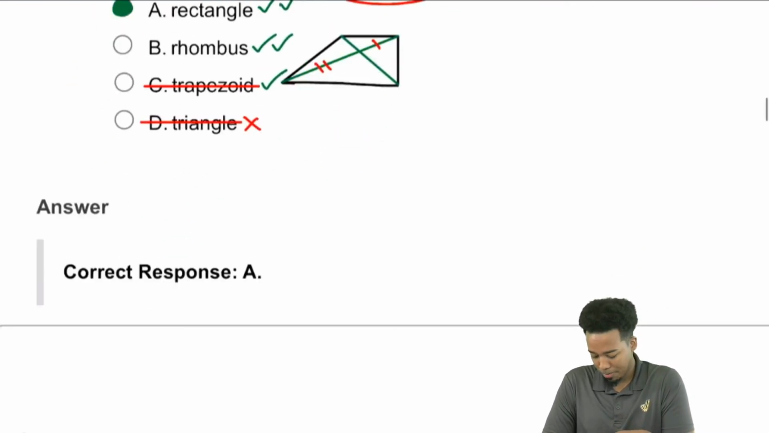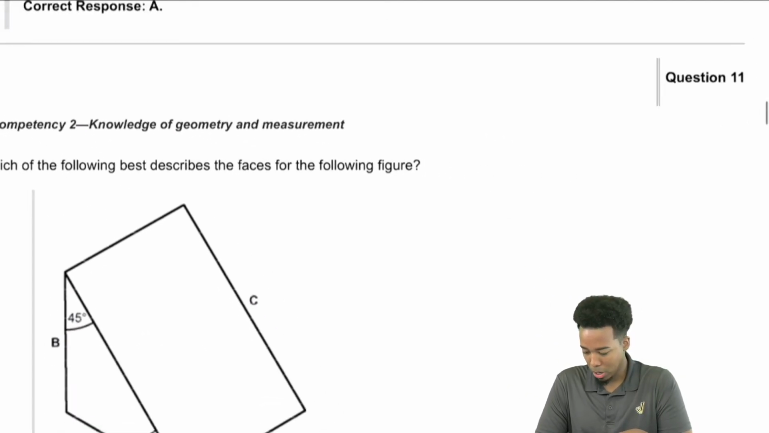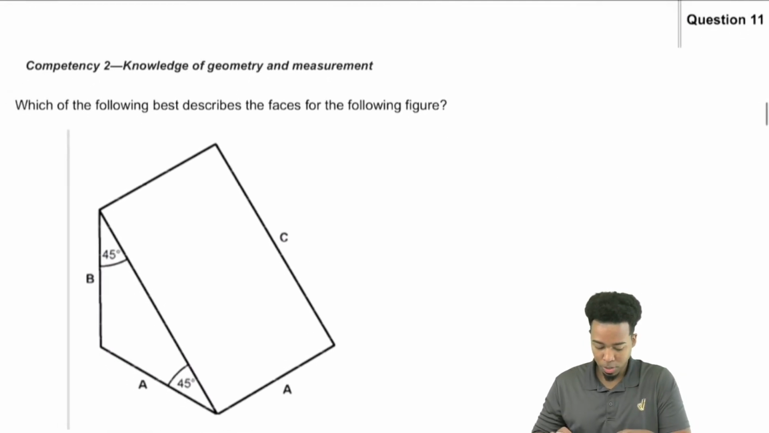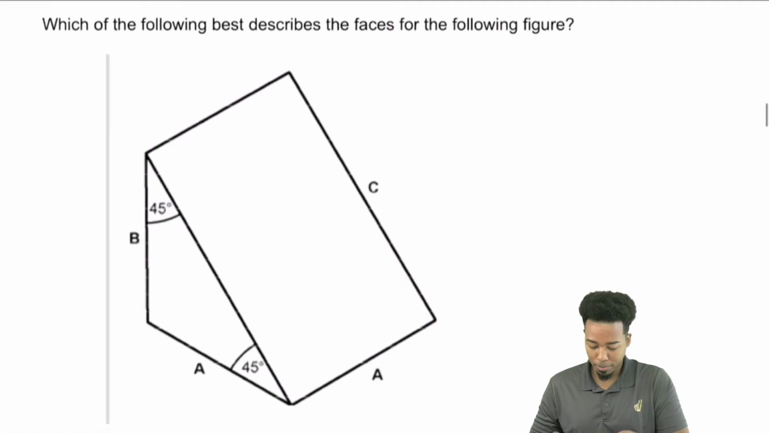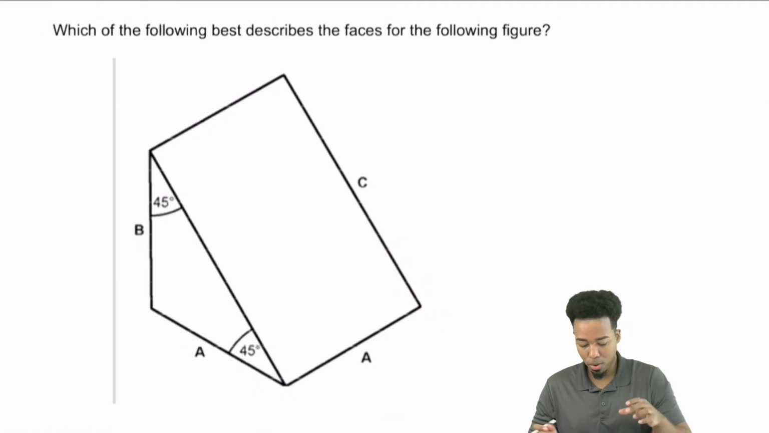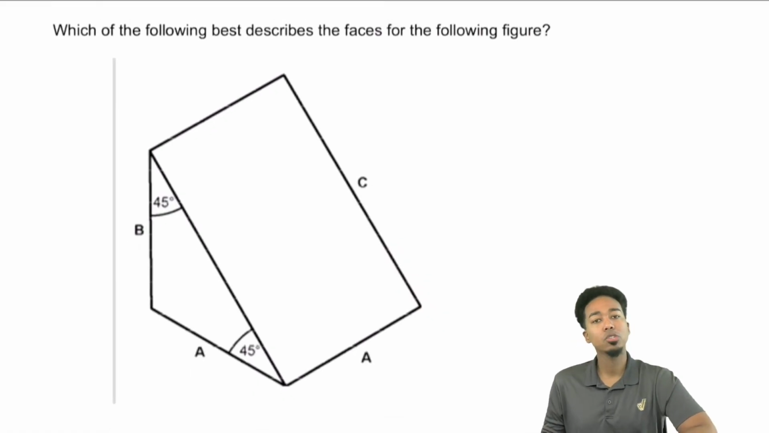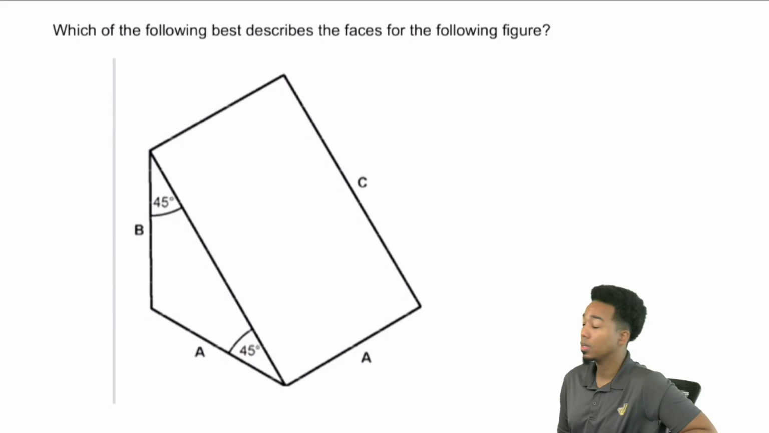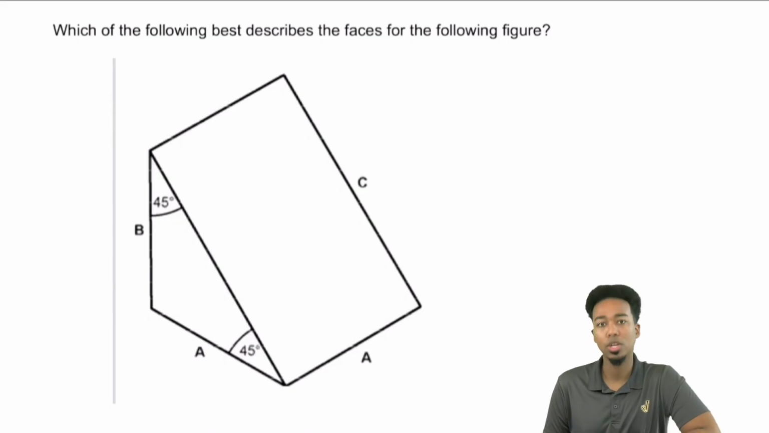So next up, let's take a look at question number 11. Number 11 here. Which of the following best describes the faces for the following figure? This one is about understanding 3D shapes. So let me show you what we're looking at here. What we're looking at is a triangular prism.